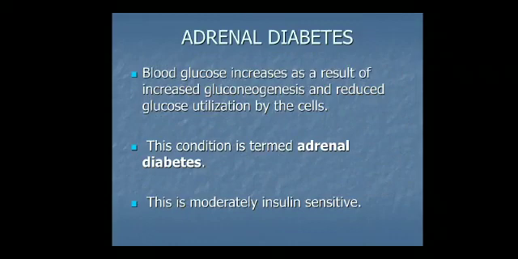This is one condition, that is adrenal diabetes. That is, when there is increased secretion of glucocorticoids, what will happen? It increases the blood glucose level, and this specific condition we call adrenal diabetes. That is, increased plasma glucose level due to the adrenal gland, due to the oversecretion of glucocorticoids, is called adrenal diabetes.